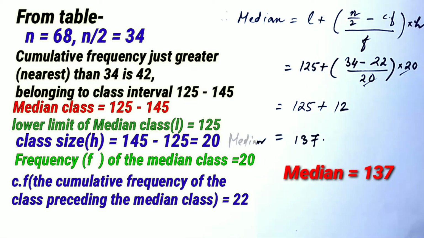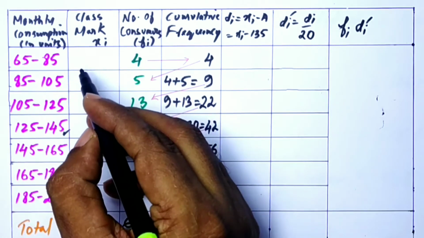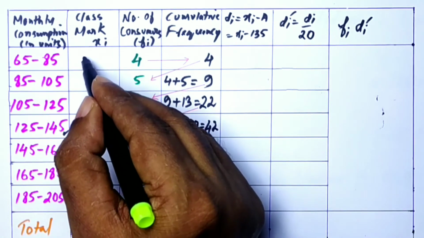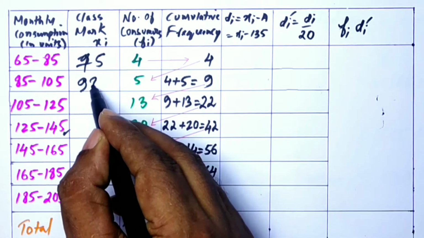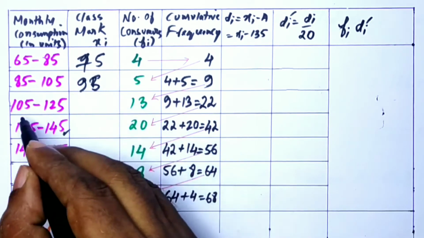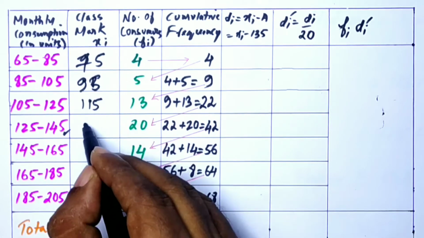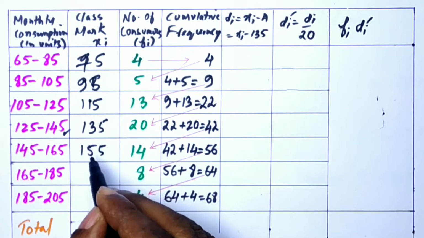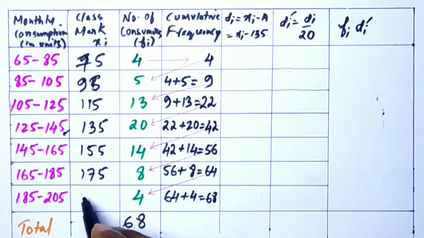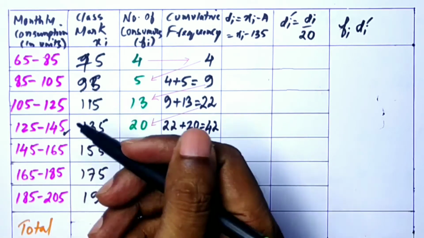Now let us calculate the mean. For the mean, we add the class limits and divide by 2 to get the class marks: 75, this will be 95, this will be 115, 135, this will be 155, 175, and this will be 195. We add these two and divide by 2.